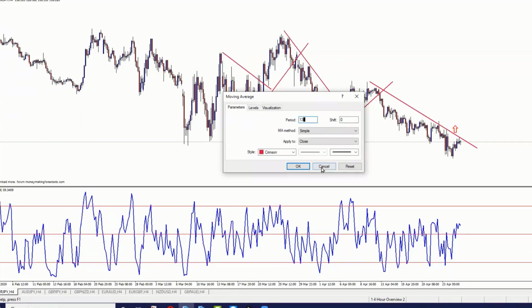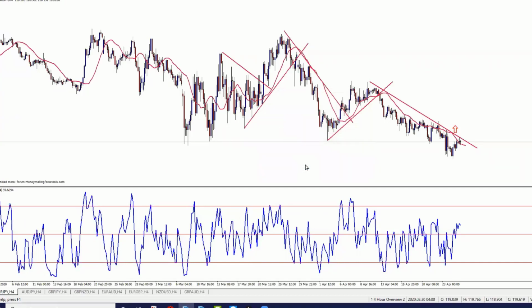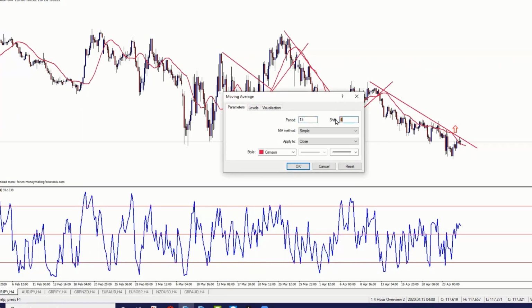And go for 13 and an offset of maybe 4. Let's just see what it looks like. No, the offset isn't good enough. It needs to be 6.